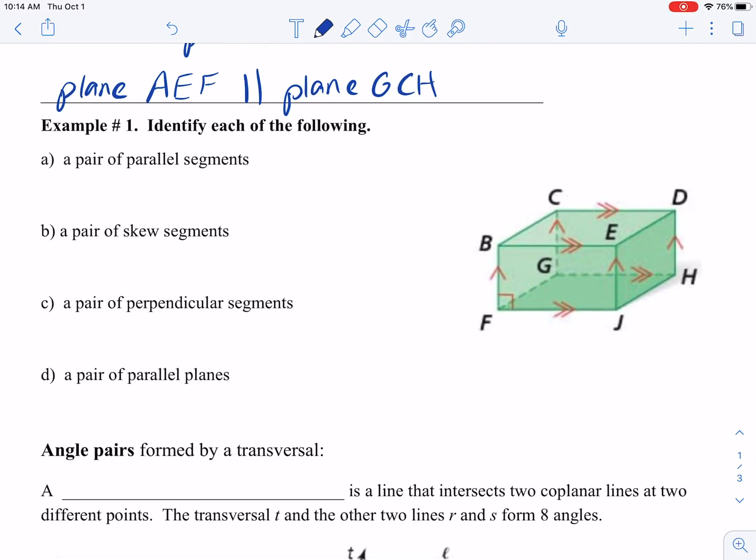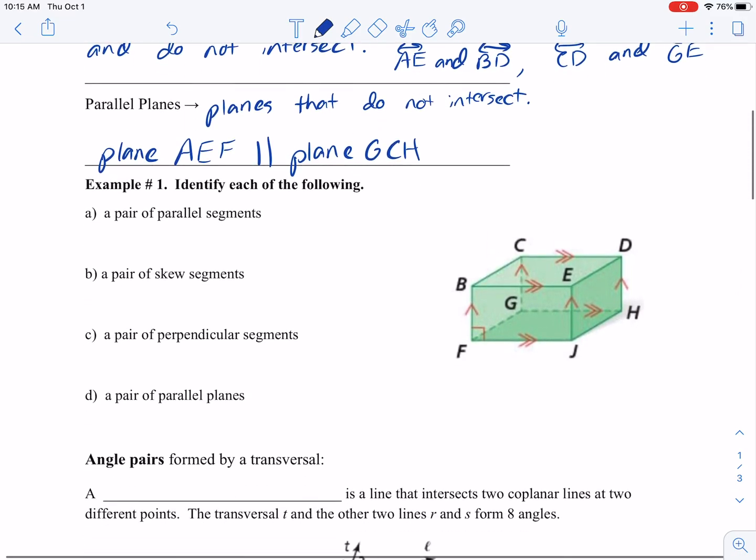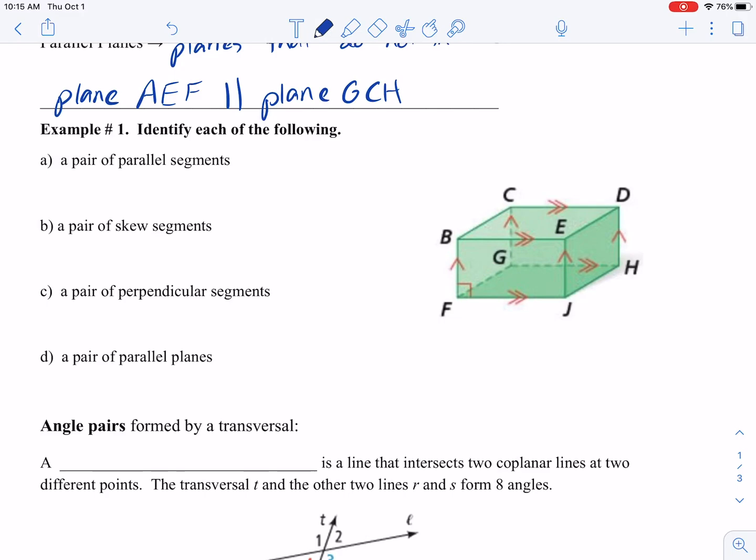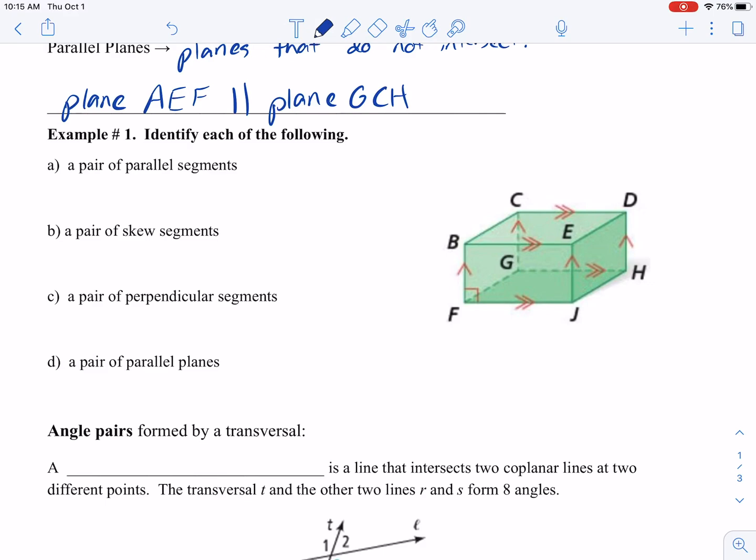Practice naming, and now these are segments, right? We don't have these lines extending, so we're going to name a pair of parallel segments, skew segments, perpendicular segments, and parallel planes, using this rectangular prism. So start on A, parallel segments. Go ahead. We're all going to have different answers here, but maybe you had BF is parallel to CG. You could have also done BF and DH. Those are on a diagonal plane across from each other. But just parallel lines, lines that are not going to intersect.